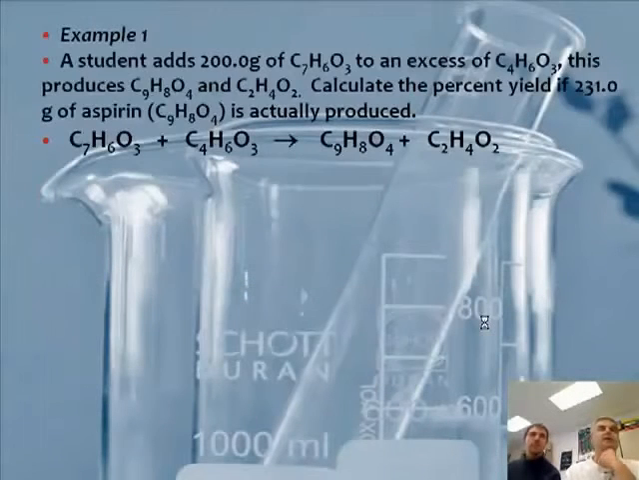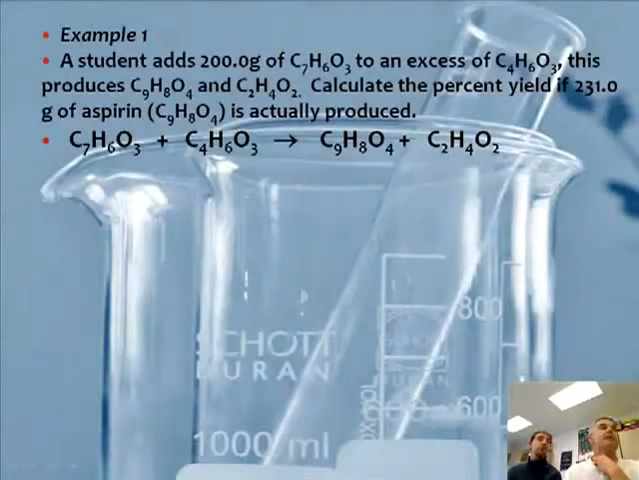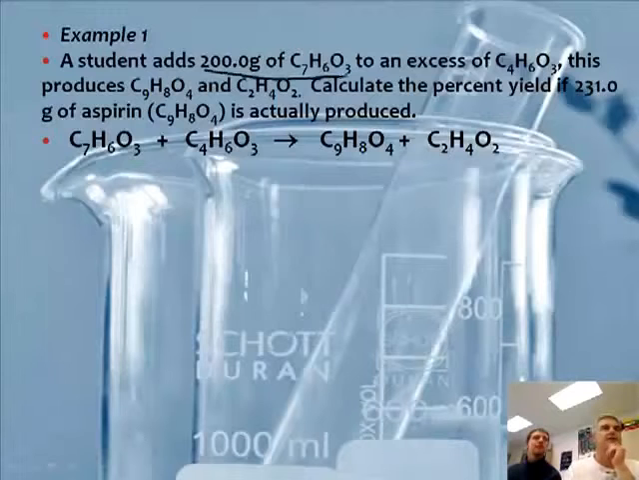All right, so here's the problem. Is that balanced? Yes, it is. There's 11 carbons. Yep, it's balanced. Okay, this is a 1-to-1 ratio. A student adds 200 grams of C7H6O3.